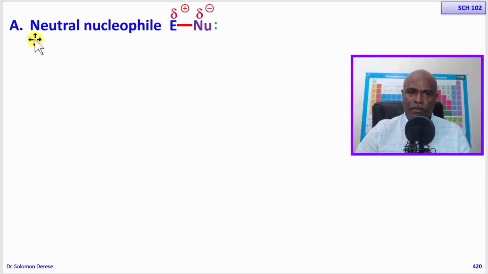The first one is the case of a neutral nucleophile attacking an electrophile. This is a neutral nucleophile, not a negatively charged nucleophile. The reason why this is a nucleophile is because it is more electronegative than E. So it has pulled the electrons of this bond towards itself, in the process having an excess of electrons. Not only that, it also has a lone pair of electrons. So this is a very good neutral nucleophile, and it can donate these electrons to form a bond with an electrophile. Let's see what happens when it does that.